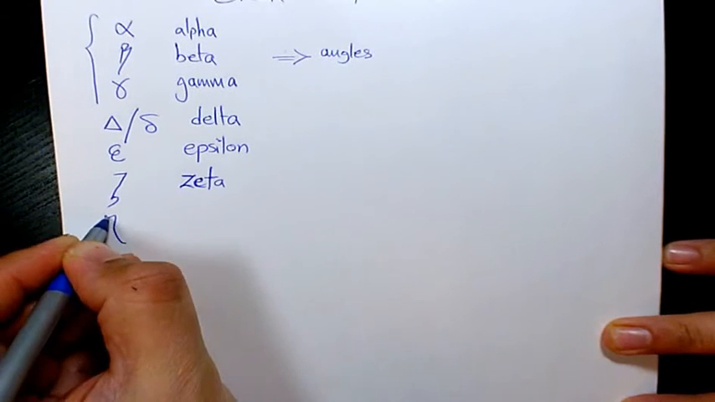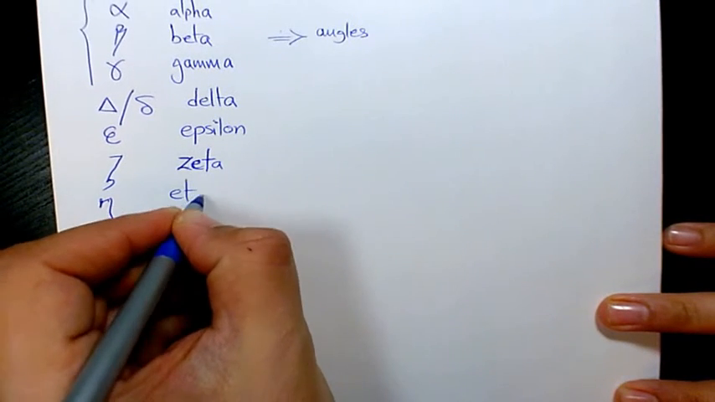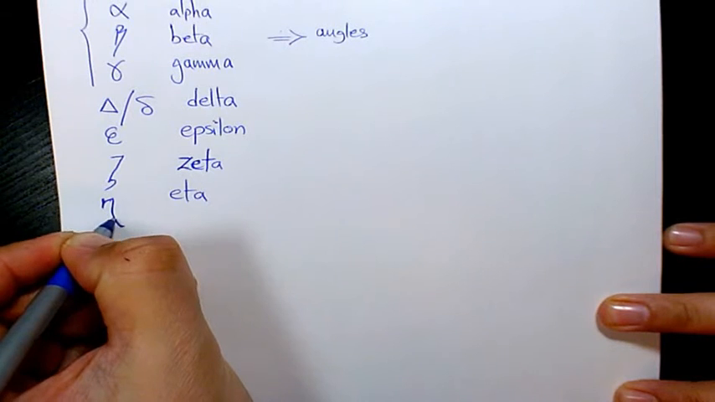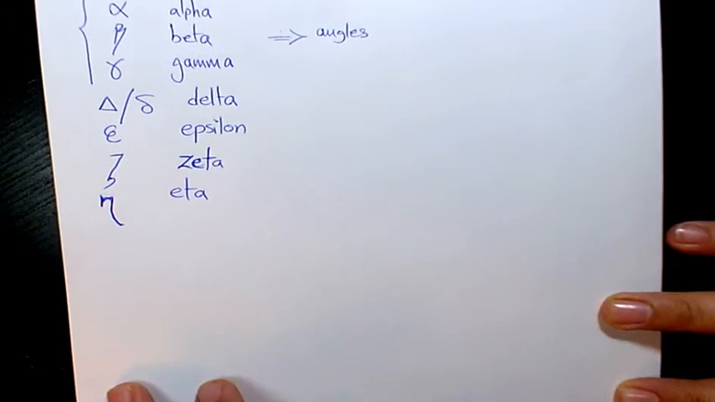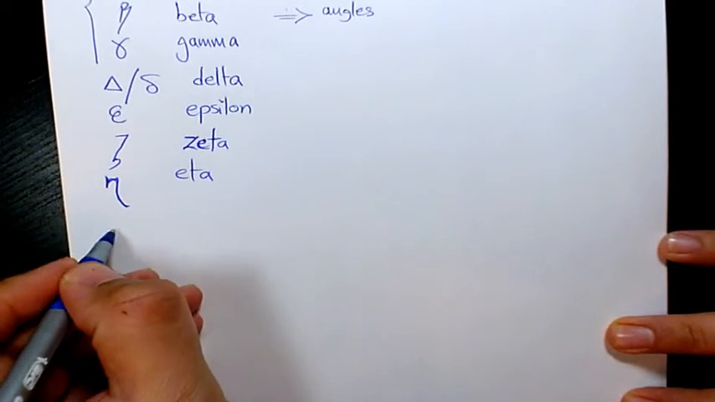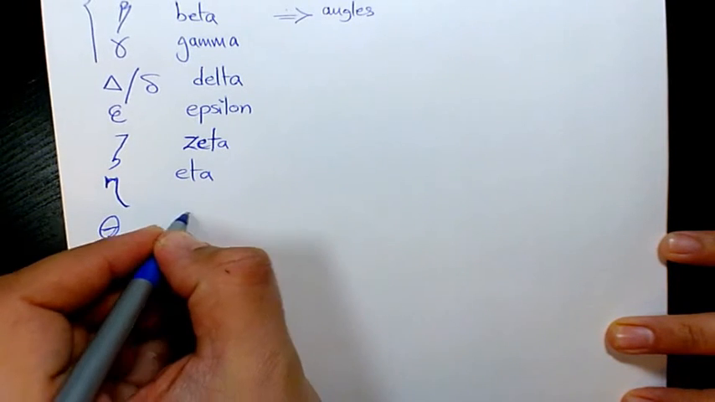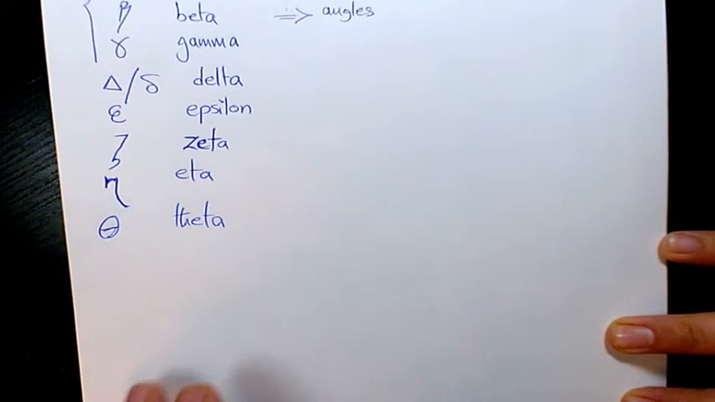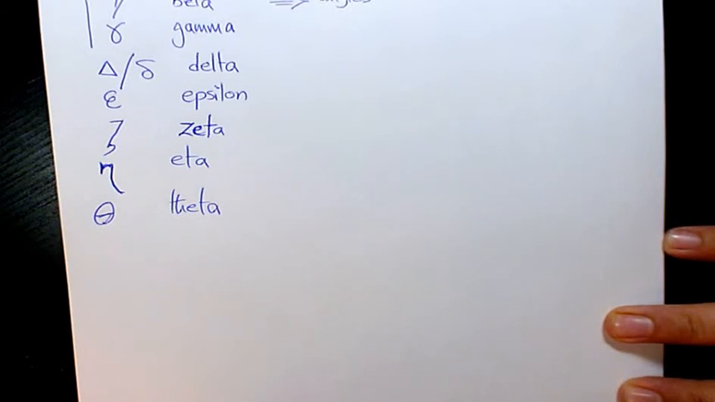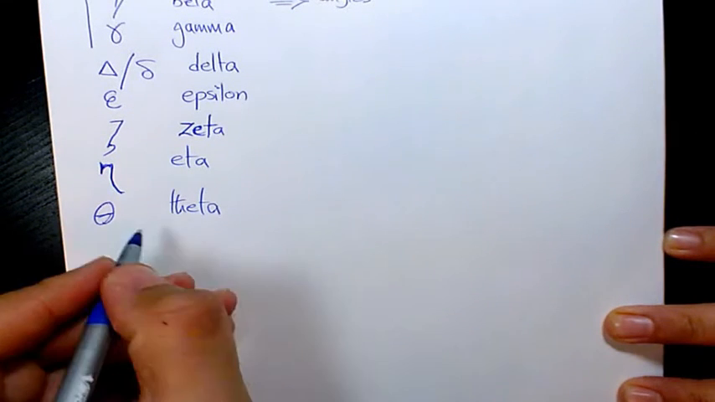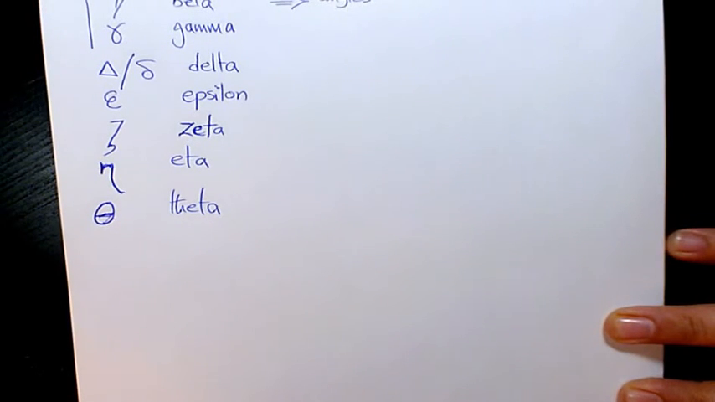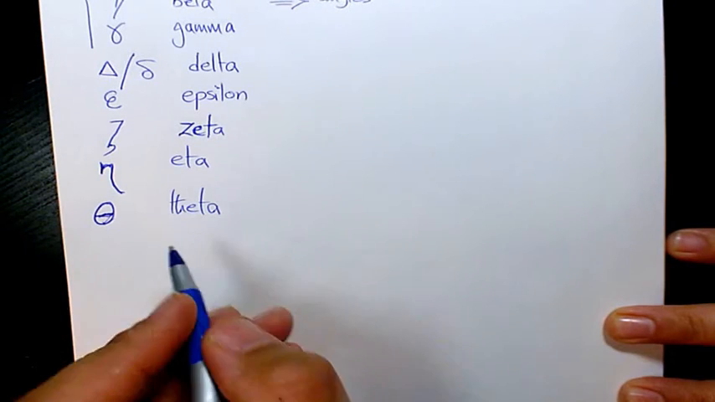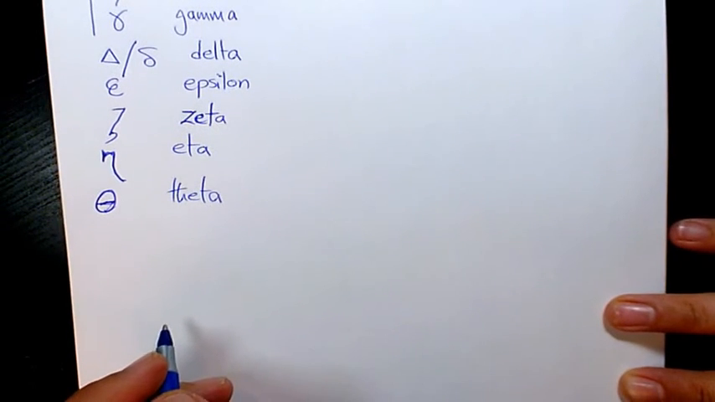Next one is eta. Eta, you see it in electrical engineering courses, chemical engineering courses and mechanical engineering courses. Next one is theta. Theta, when you're dealing with trigonometry and any kind of triangles. You see this symbol a lot when you're dealing with angles.